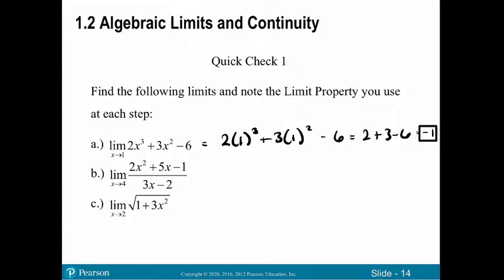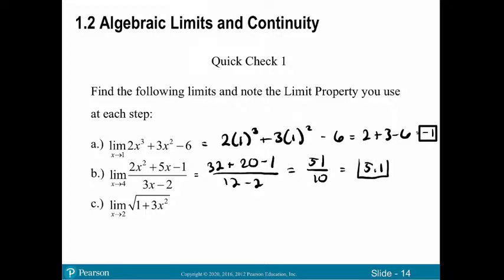Okay, so I'm just going to leave that one as is. For the next one, it looks like we can plug in. I'm going to do that as well. So 4 squared is 16 times 2 is 32, plus 5 times 4 is 20, minus 1, over 12 minus 2. That's 51 on top, divided by 10, which is ultimately 5.1.